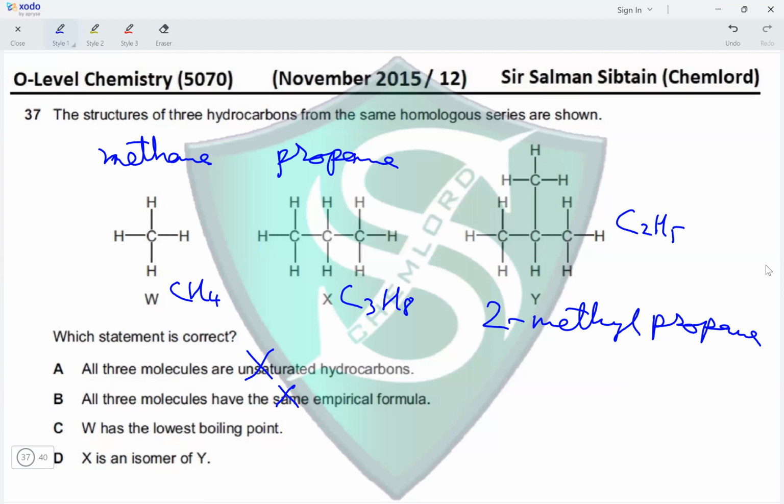W has the lowest boiling point. W is the smallest molecule. It will have the lowest Mr. The lower the Mr, the lower the boiling point. X is an isomer of Y. X has 3 carbon atoms present. Y has 4. They cannot be isomers. Therefore, the correct option for this question is option C.